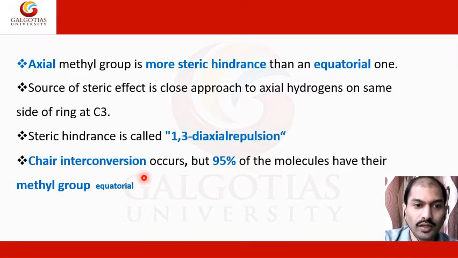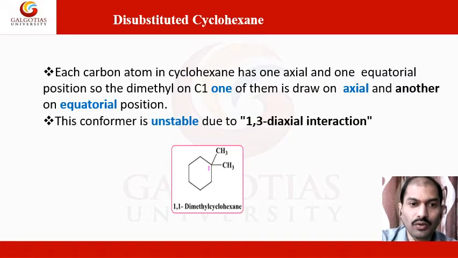So a chair interconversion occurs, but 95% of the molecules have their methyl group in the equatorial position. Now you see, like in monosubstituted cyclohexane, we have seen how the one group is getting interacted.